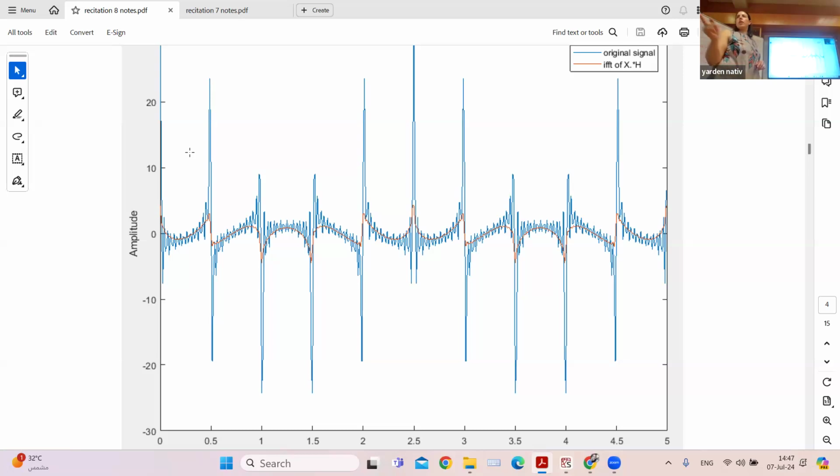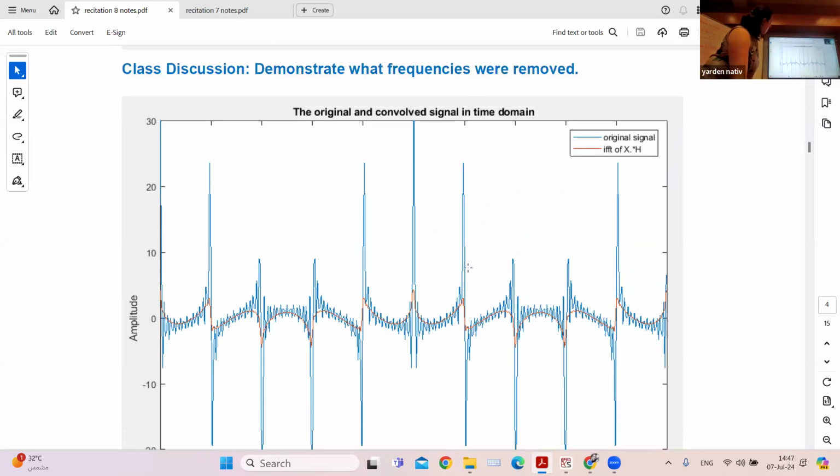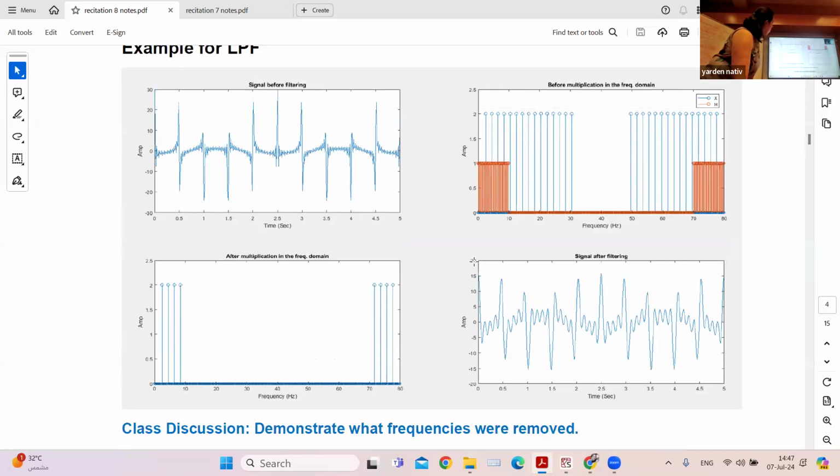Okay? Where did the ripples go here? There were ripples above, and now the orange is exceedingly smooth. Yeah, so we don't have ripples because this signal is not a real signal.